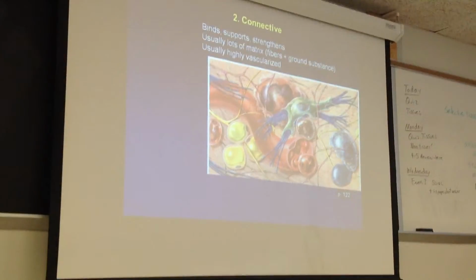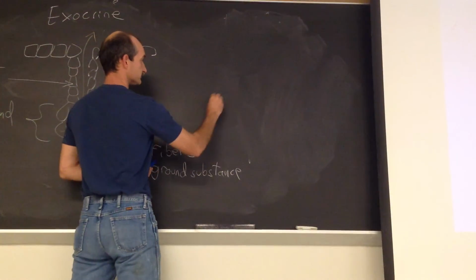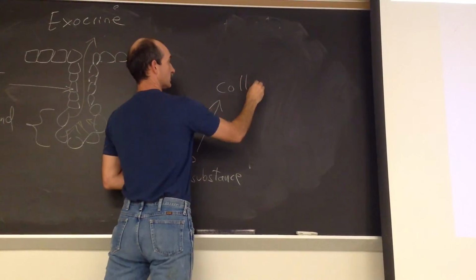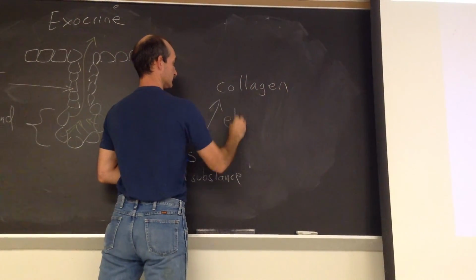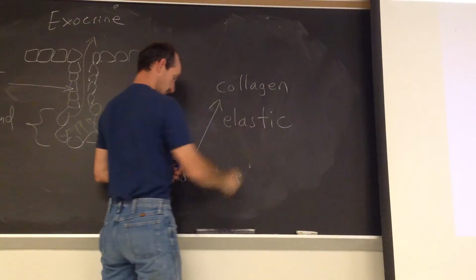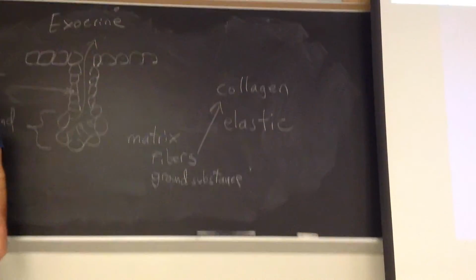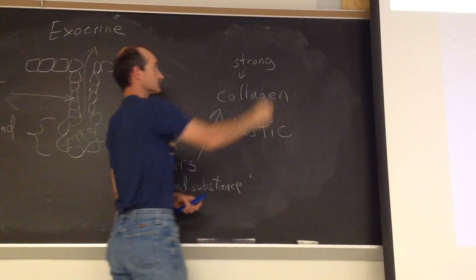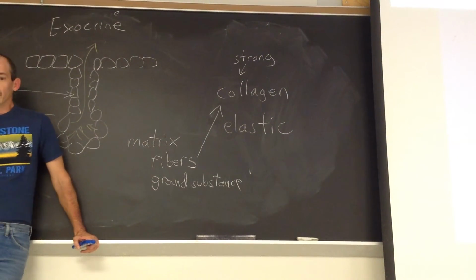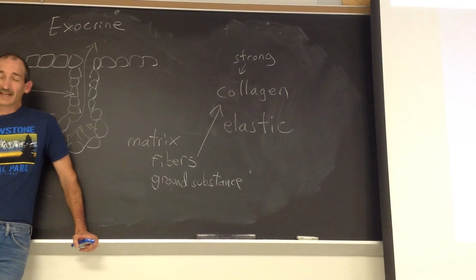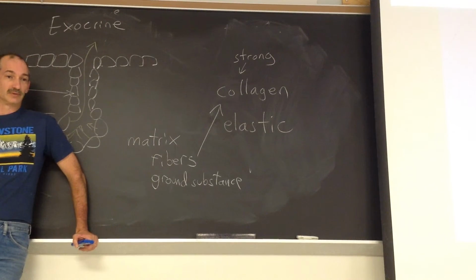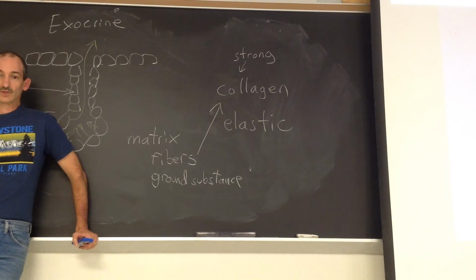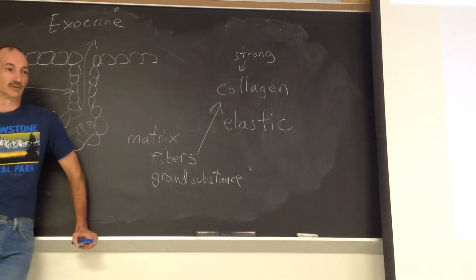There are a couple of different kinds of fibers present. Two of these I'd like you to be familiar with: collagen fibers and elastic fibers. Collagen tends to be very strong, but not very stretchable, not very elastic. So like a rope or a chain. They're pretty strong, but not very stretchable.